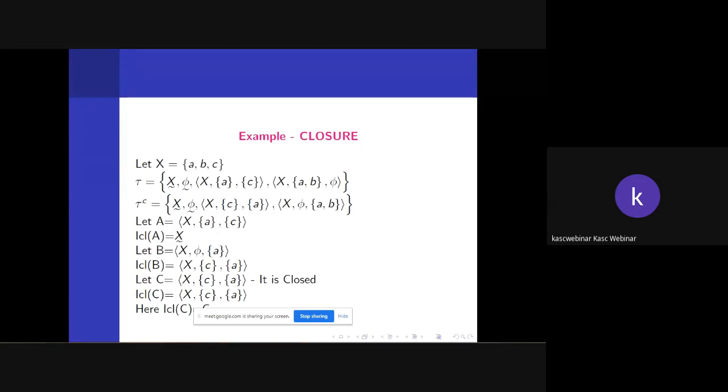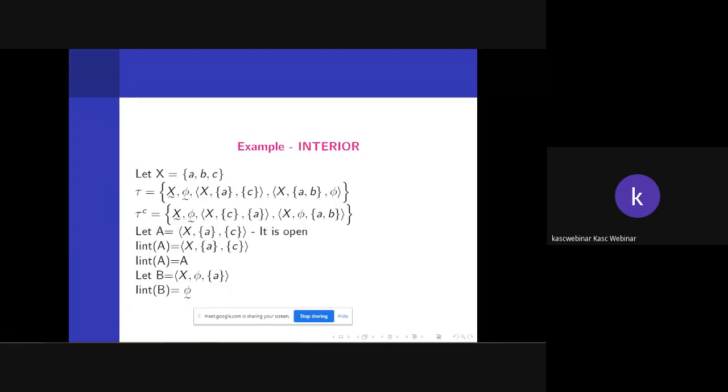So that I have given in the example. Considering C is X, C, and A, it is closed. It is in the closed set. So while taking closure, you get the same thing. So that property which is true in topological spaces using the crisp set is also true using the intuitionistic set. So similarly, finding the interior. To find interior, you will consider the open set.